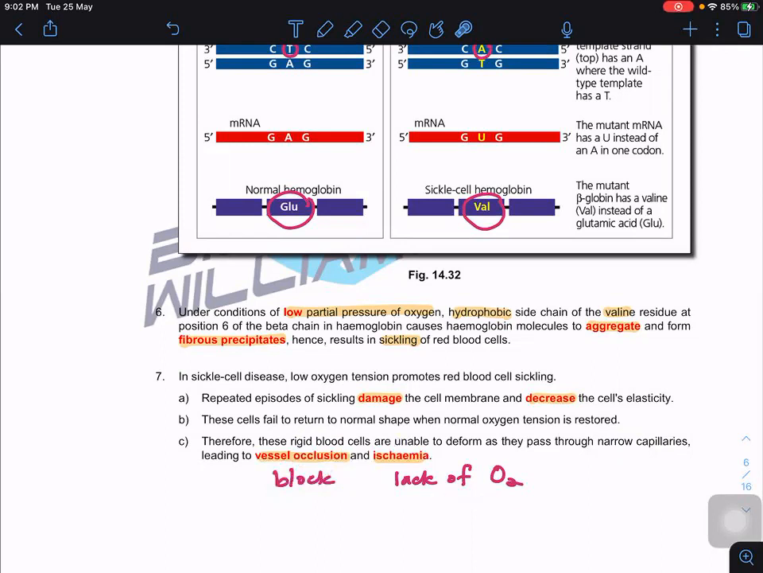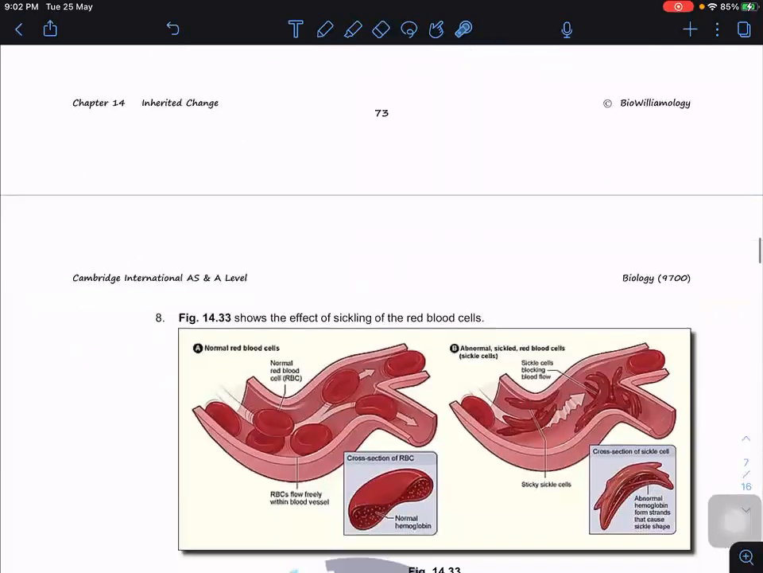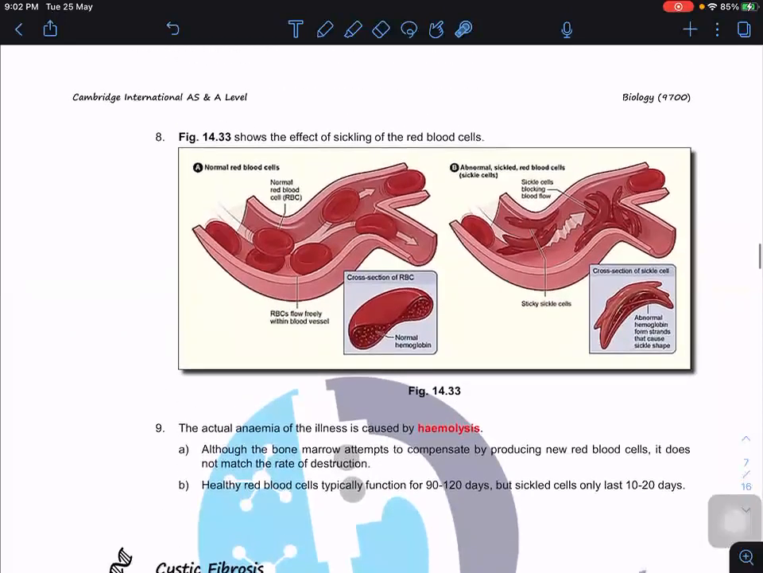Ischemia means lack of O2. But if the red blood cells are still enough, it won't cause anemia. Anemia is caused by the hemolysis, because the sickle cells can only survive for 20 days.